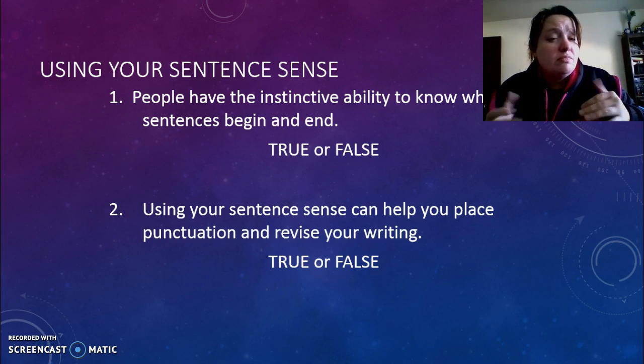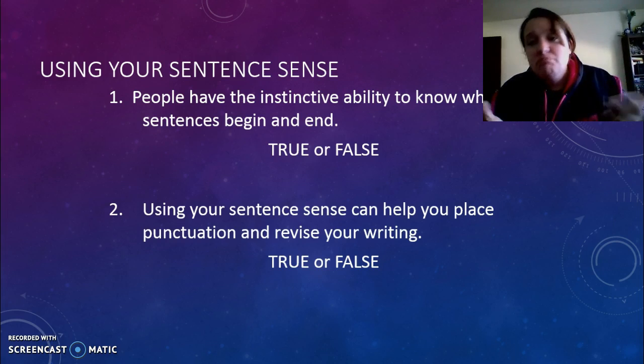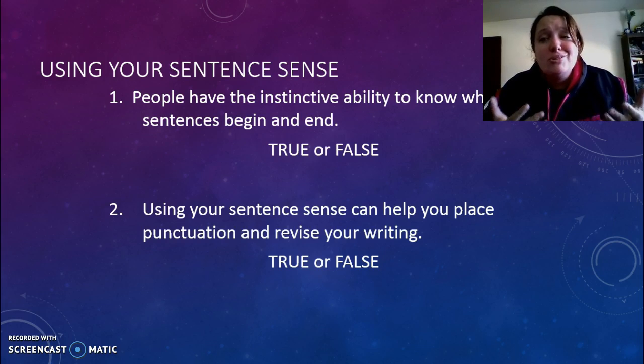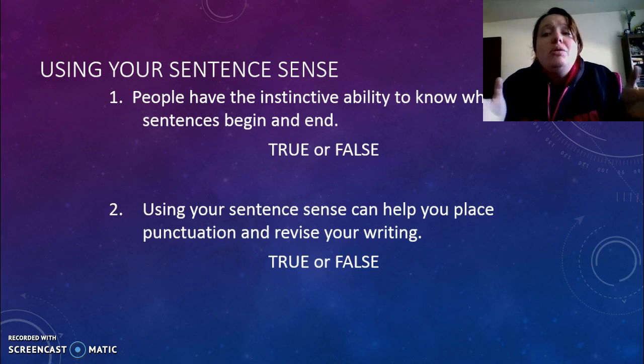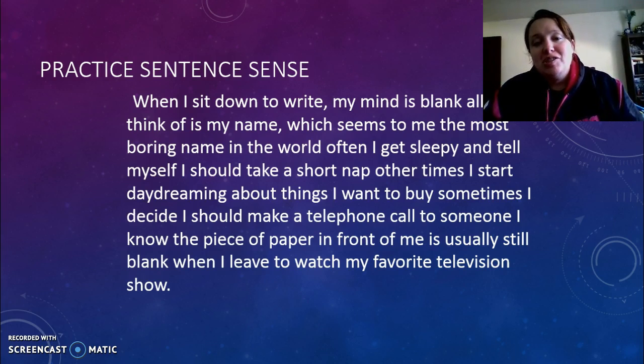So then, true or false? Using our sentence skills can help us place punctuation and revise our writing. True. We learn sentence skills when we're in school and as we acclimate to our language, so we eventually learn how to speak in complete sentences. Okay, so I want you to take a chance to look at this paragraph. It's kind of amusing, and see what some of the issues are.